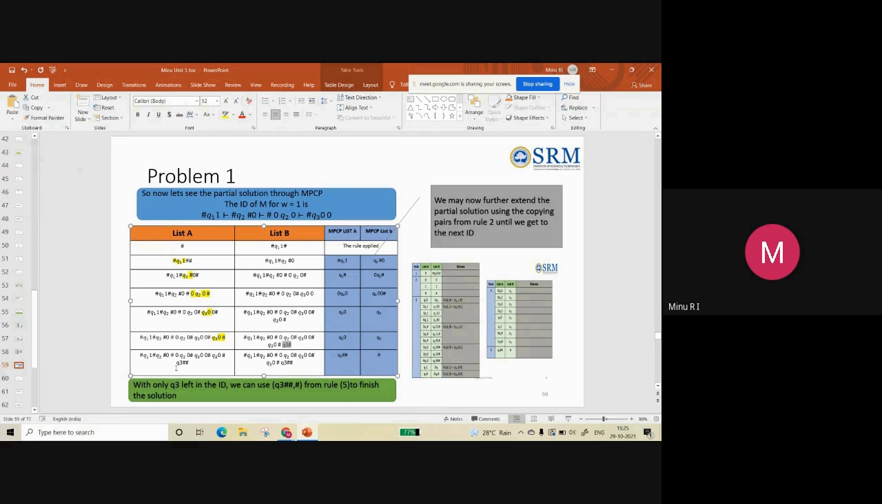With only Q3 left in the ID, we can use Q3 hash hash comma hash, the final thing, by applying rule 5. And finally, both sides will have the same set of solution. So this problem has an MPCP solution. Likewise, we need to conclude.